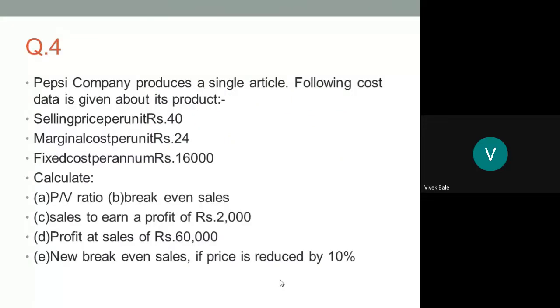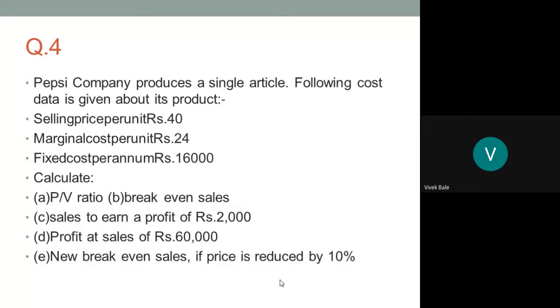So dear students, just look at the question on the screen. PepsiCo company is producing a single article, and the cost data about this company is given. The selling price per unit of the PepsiCo company is rupees 40. Marginal cost per unit is rupees 24. Fixed cost per annum is rupees 16,000. And they have requested us to calculate the PV ratio, break-even sales, sales to earn a profit of rupees 2,000, profit at sales of rupees 60,000, and the new break-even sales if the price is reduced by 10%.